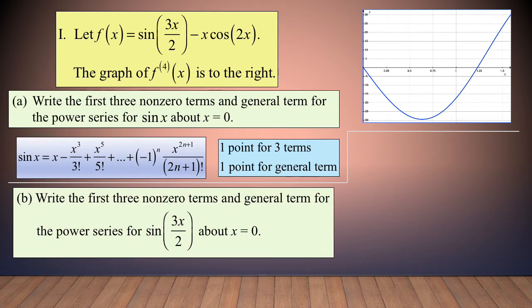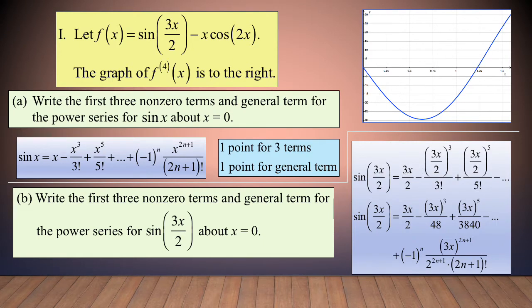Part B reads, write the first 3 non-zero terms and general term for the power series for sine of 3x over 2, about x equals 0. We use our last solution, and wherever we see an x, we replace it with 3x over 2. So sine of 3x over 2 equals 3x over 2 minus 3x over 2 quantity cubed over 3 factorial plus 3x over 2 raised to the 5th over 5 factorial plus dot dot dot.